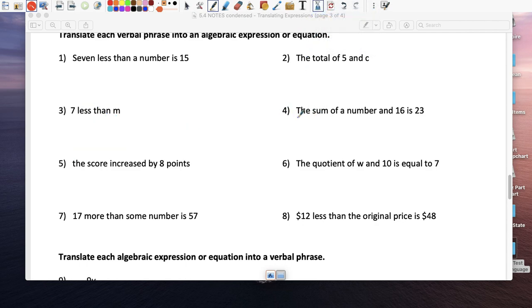4, sum means addition. A number is n, a number we don't know. And 16 is 23.